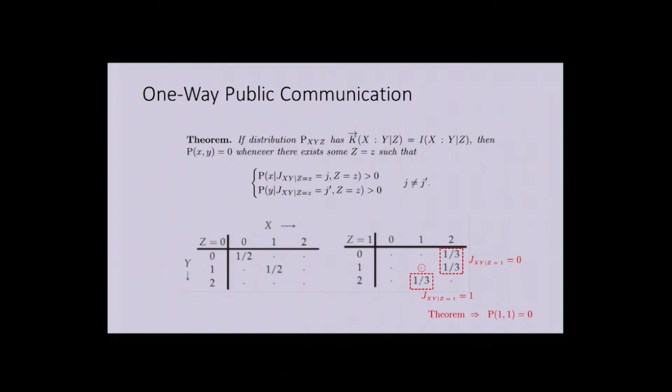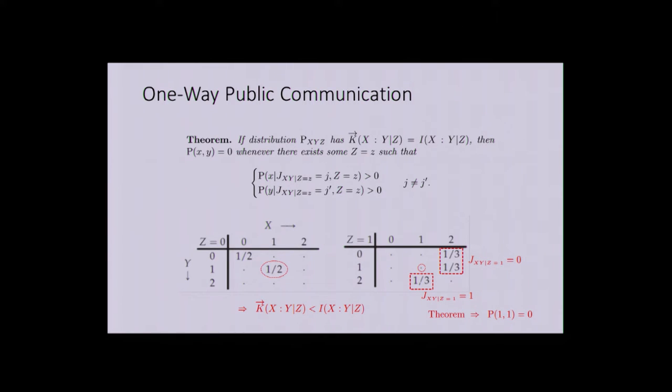However, if we go to another plane over here where z equals 0, we see that there is a non-zero probability of the 1, 1 event there. So what our theorem tells us then is that because this hole does not exist in every single plane, every single conditional distribution, we actually cannot attain the upper bound of the key rate.